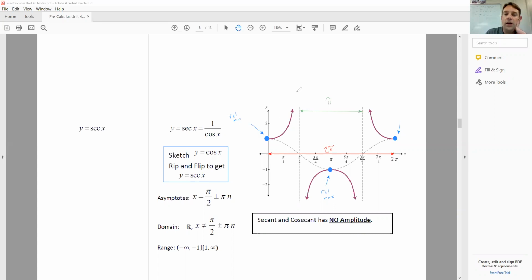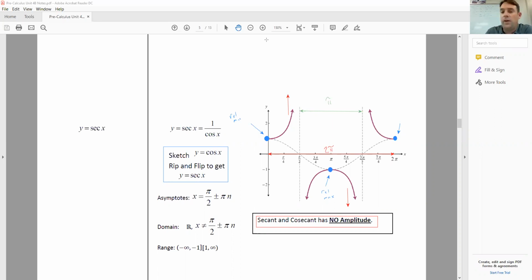The other big thing, and I didn't point it out on cosecant, but I want to point it out here for secant, is that there is no amplitude for secant and cosecant. Even though sine and cosine had one, there is none for secant and cosecant. And the reason being is my graph here will go up to positive infinity and will go down to negative infinity. They're going to go forever. So other than that, there's not a whole lot of changes. We're really going to graph it the same way that we graphed sine and cosine. Everything is pretty much going to be the same.